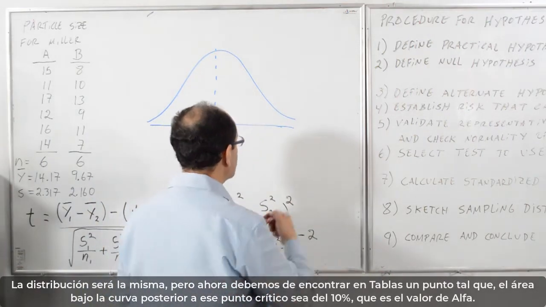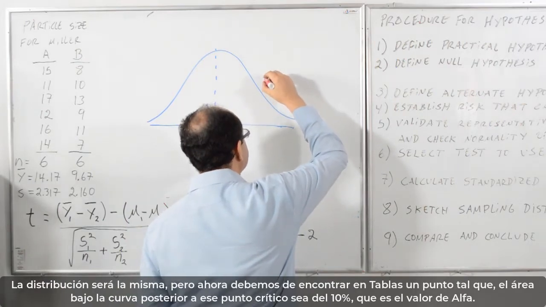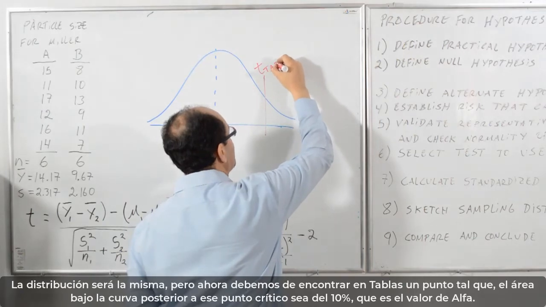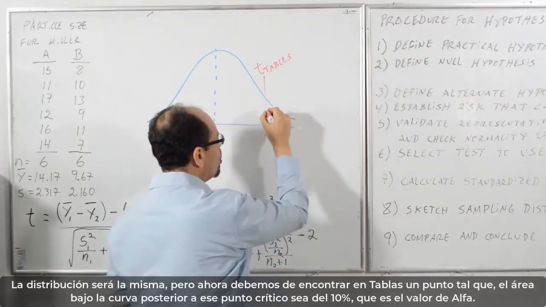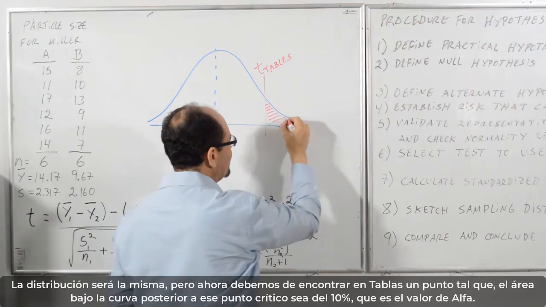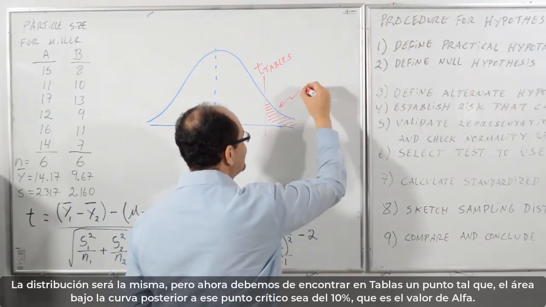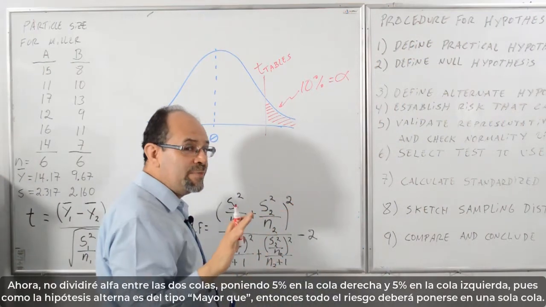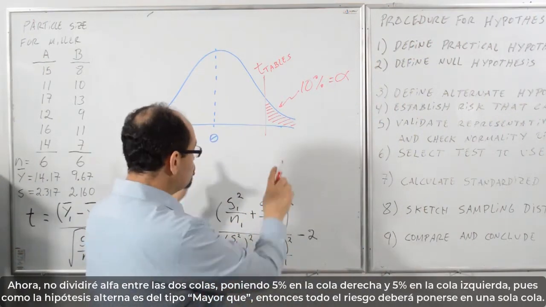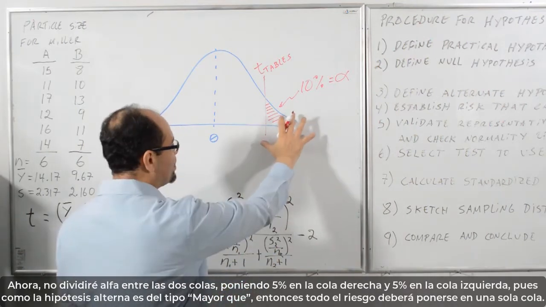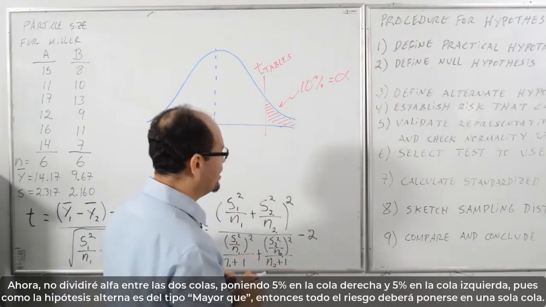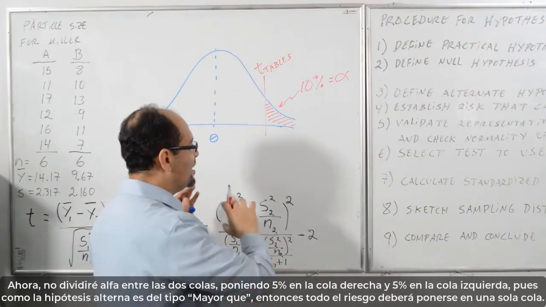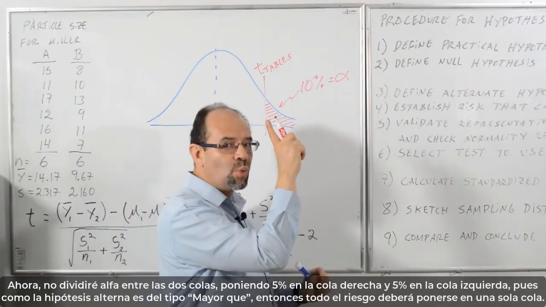The critical point will be the one where the t calculated, no, the t of tables, let me say tables, is a point where this area will be 10%, which is equal to alpha. Now, I'm not going to divide alpha in two tails. I'm not going to divide 5% to the right, 5% to the left. But because the alternate hypothesis is greater than, then the whole risk will be only in one tail.